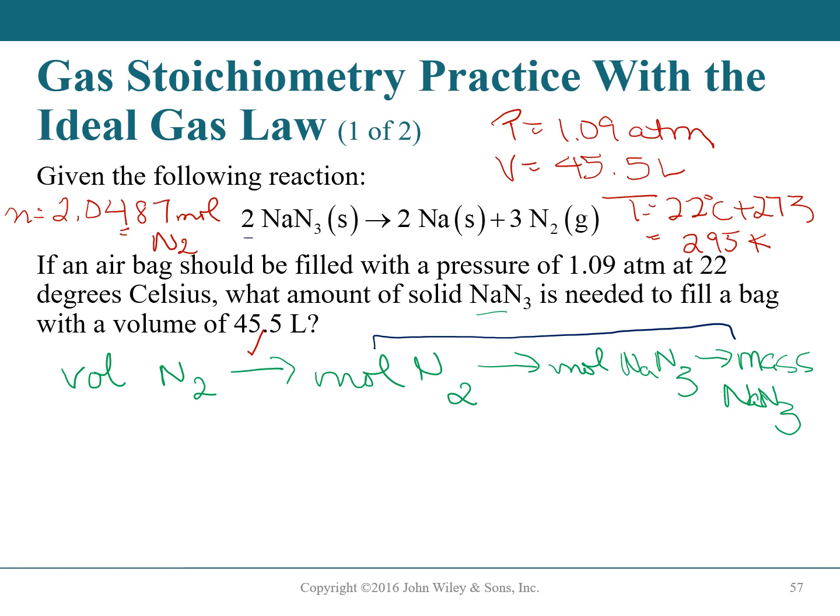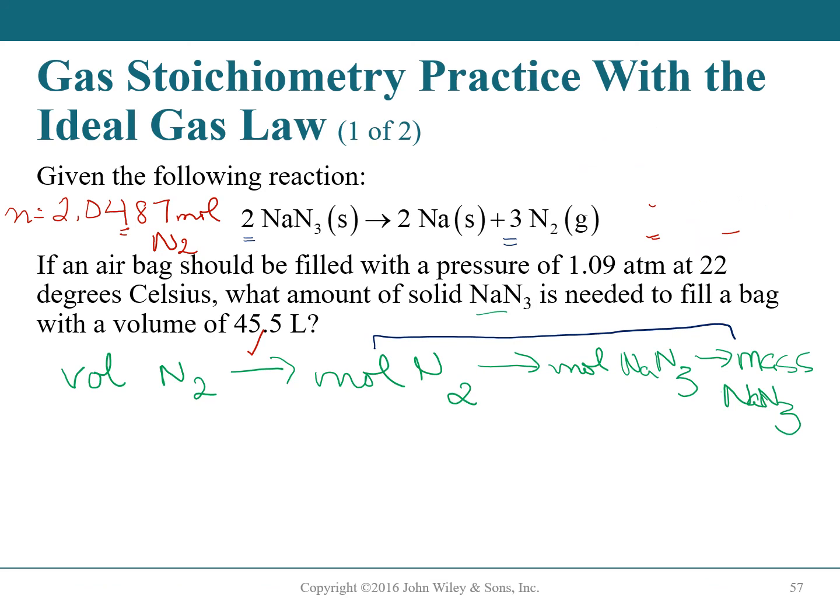base off of our coefficients here on the balanced equation. And we need the molar mass of sodium nitride. So let's get that first. And then we'll do our calculations. So the molar mass of sodium nitride, it's 22.98 plus 3 times 14.01. The units are going to be in grams per mole. So we have the 22.98 for the sodium.